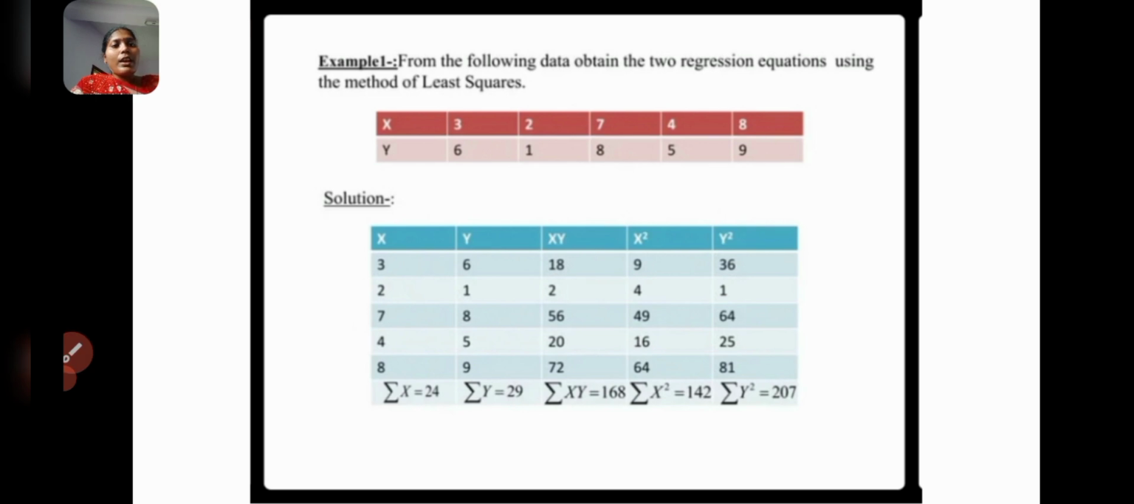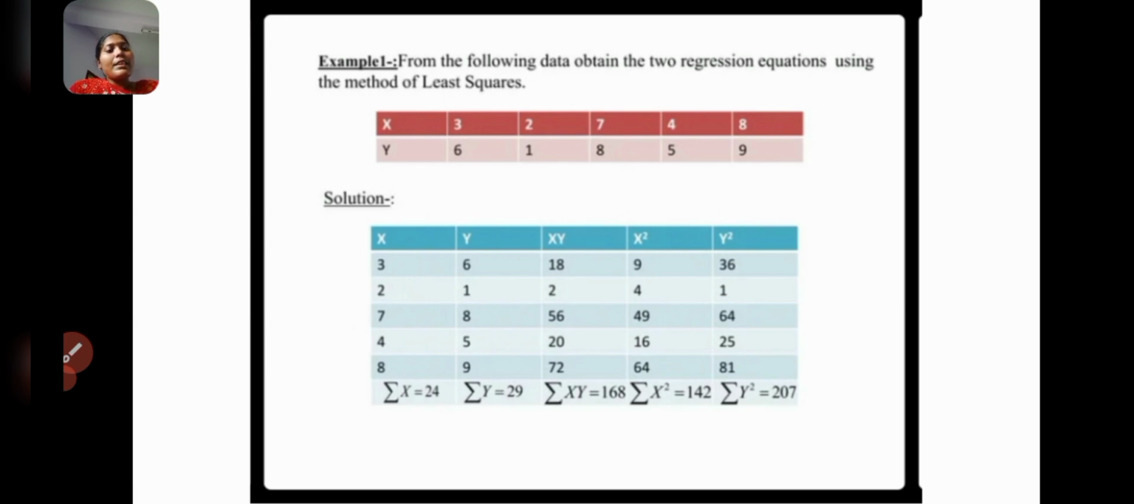Then we see one of the problems. Let's take x equal to 3, 2, 7, 4, 8 and y equal to 6, 1, 8, 5, 9. Then we find the regression equation for these values using the least square method. First we have to find summation x, summation y, summation xy, and summation x squared and y squared. First we form the table: x, y, x squared, y squared.